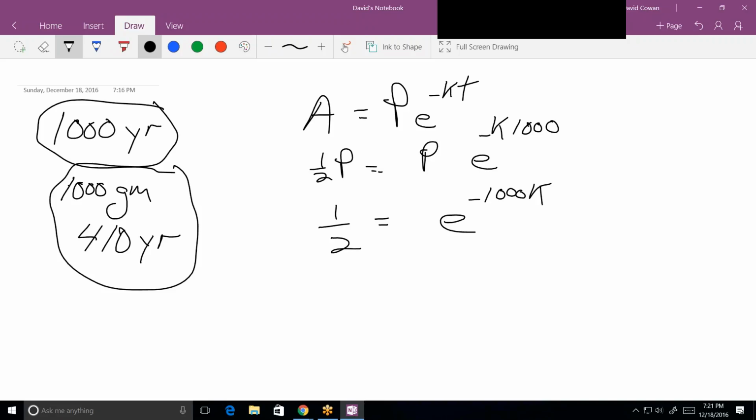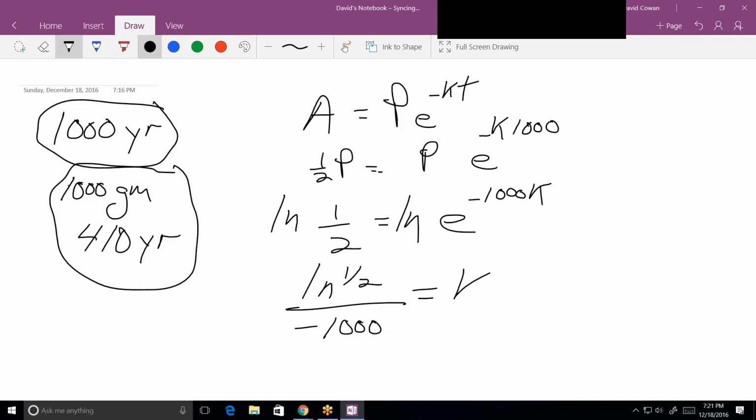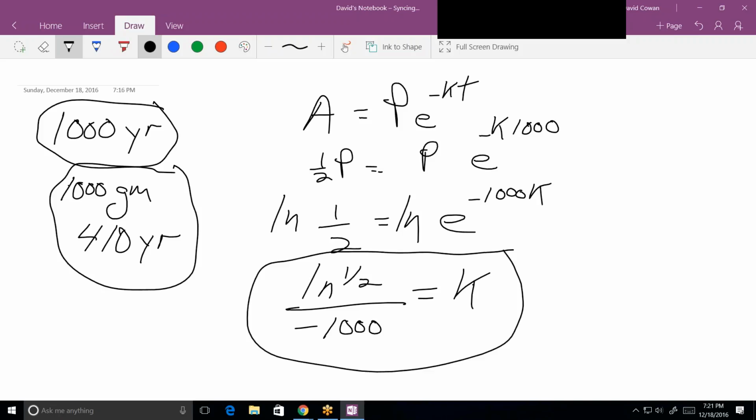Next step, take the natural log of both sides. And you get natural log of 1/2 equals negative 1,000k. Right, so now if I divide by negative 1,000, that'll be k, right? Correct. And notice that k is a positive number.